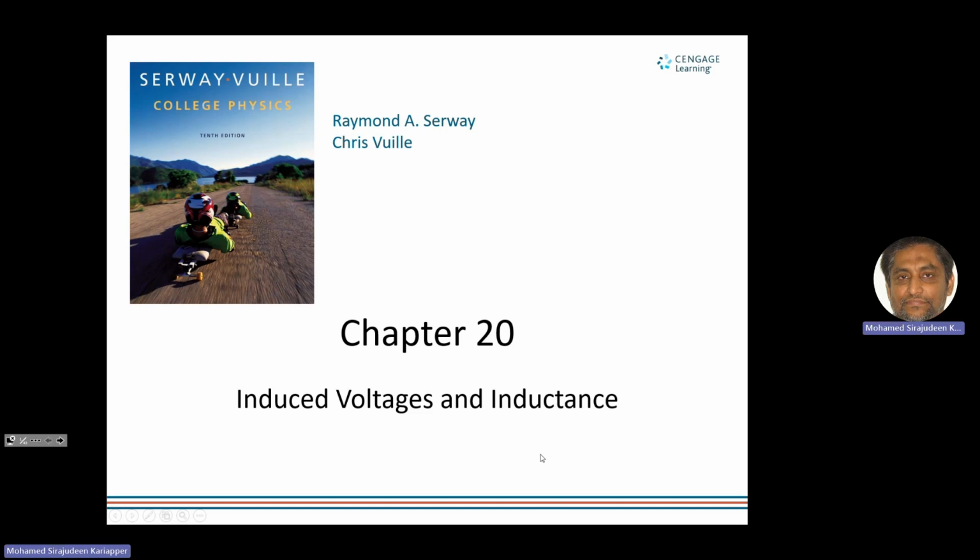Induced voltages and inductance. So this is the chapter where we will see that magnetic field can create electricity. So that's why I call it induced voltages and inductance. We will see how.